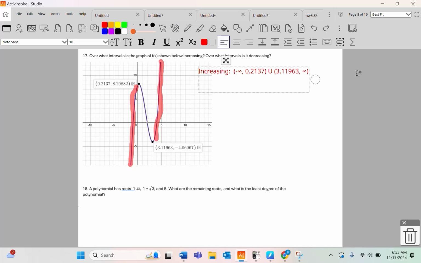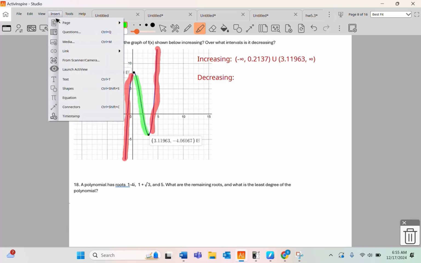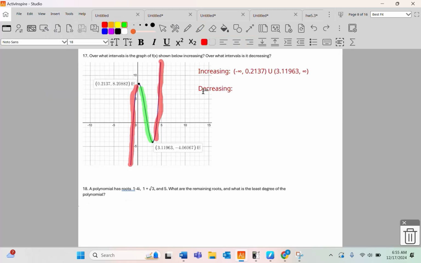All right, now we can talk about the decreasing intervals. There's only one decreasing interval on this graph. It's this stuff right here. And the x values that make it such are 0.2137 until we hit 3.11963. It's an easy problem.